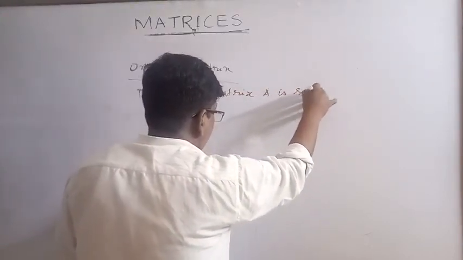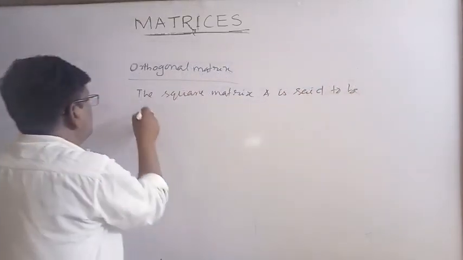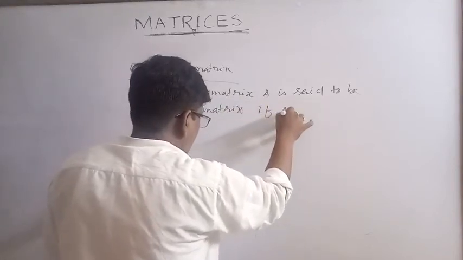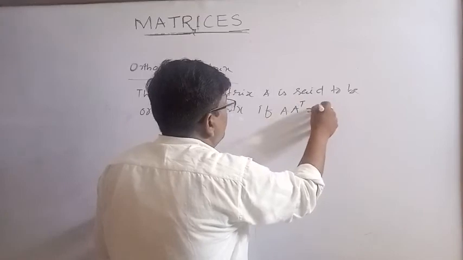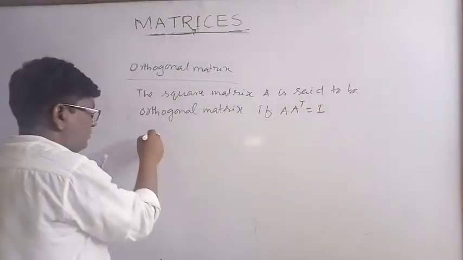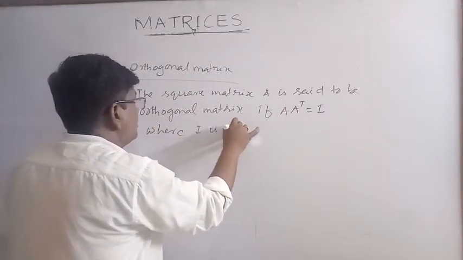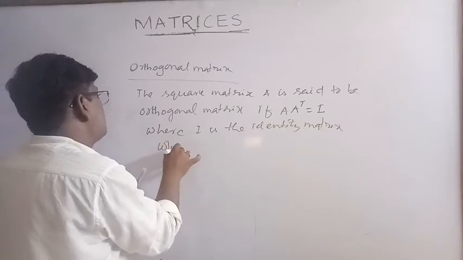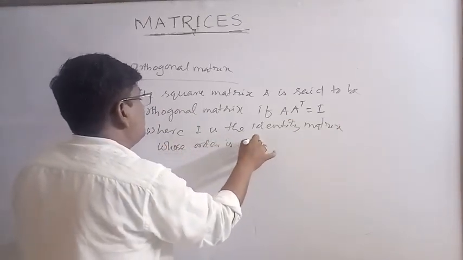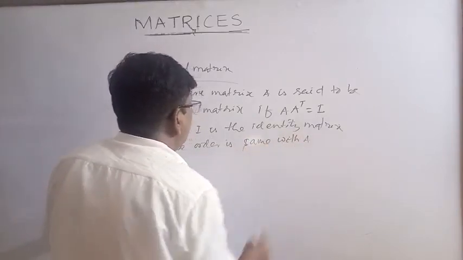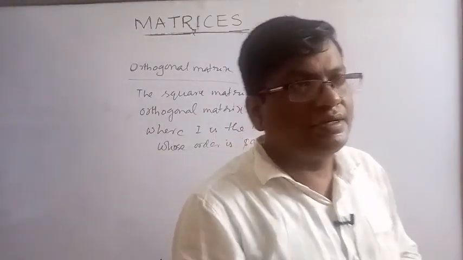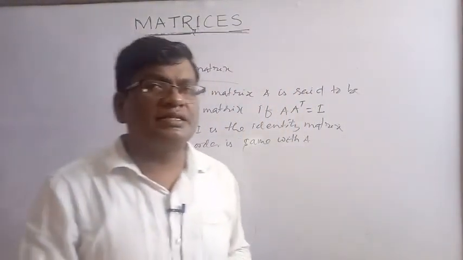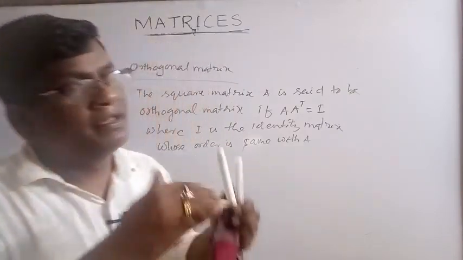A square matrix A is said to be an orthogonal matrix if A into A transpose is equal to I, where I is the identity matrix whose order is the same as A. These are some basic concepts of the transpose of a matrix. So an orthogonal matrix is a square matrix A such that A into A transpose is the identity matrix.